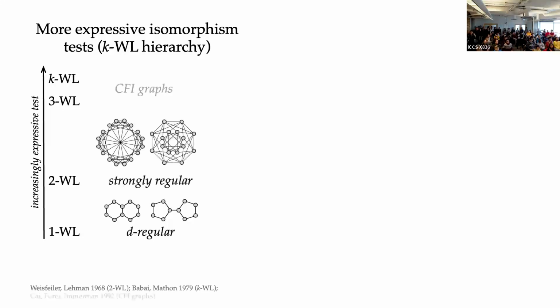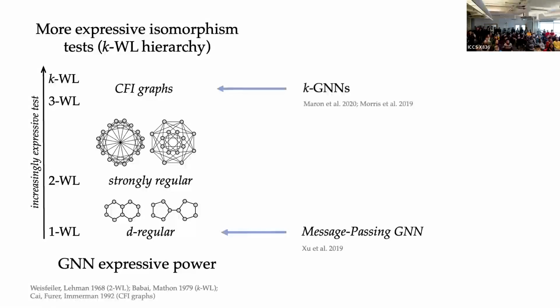So on the theoretical side, there exists an entire hierarchy of WL tests that are progressively more expressive, right? And of course, there are always some classes of graphs that cannot be distinguished. And there has been a line of works that try to come up with the corresponding neural network architectures that will be upper bounded by the k-WL test.